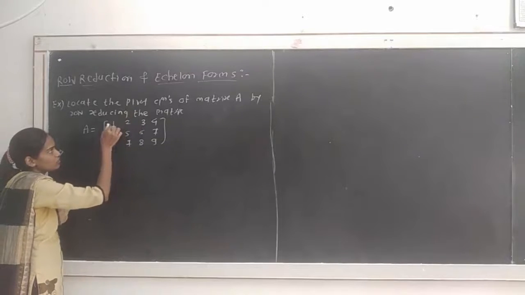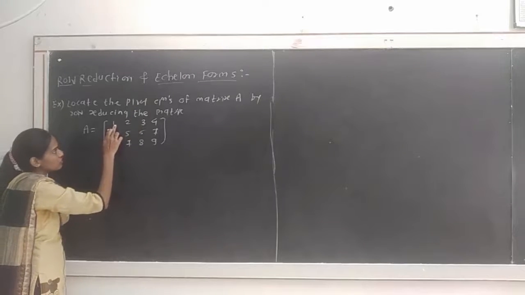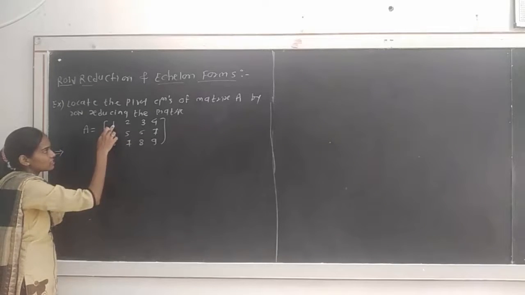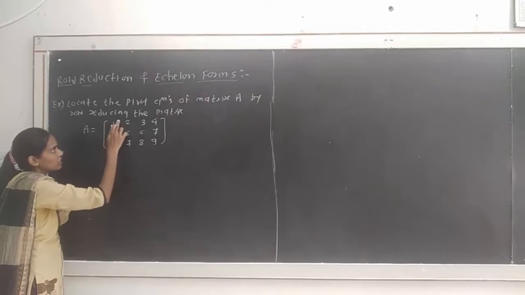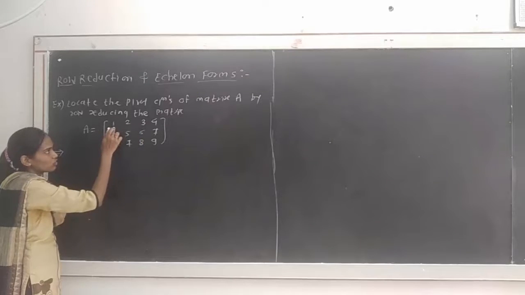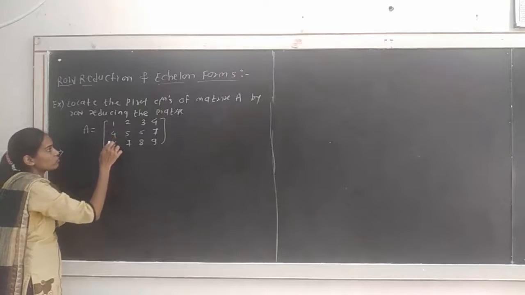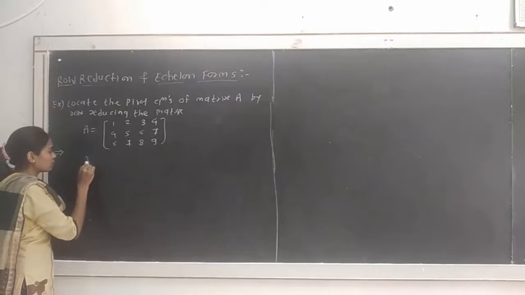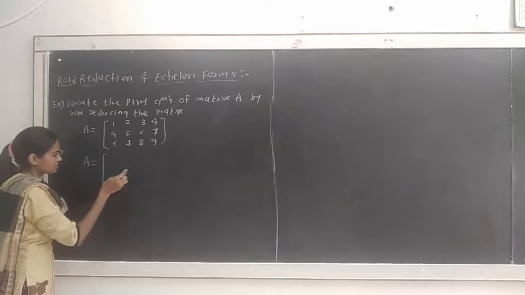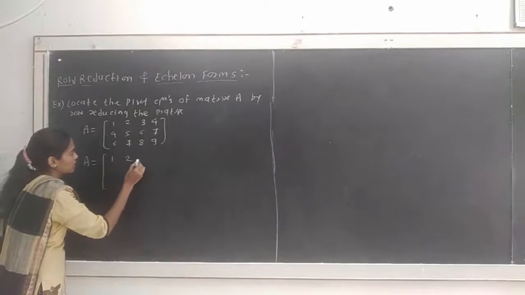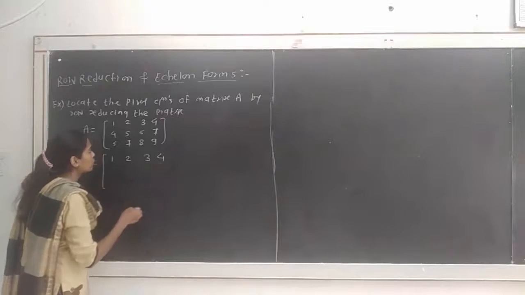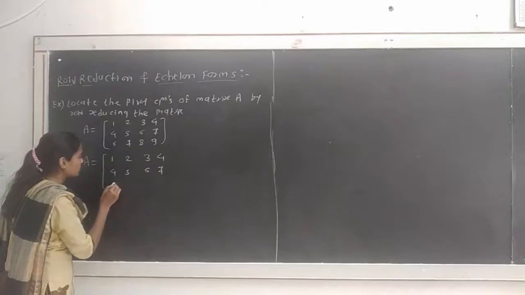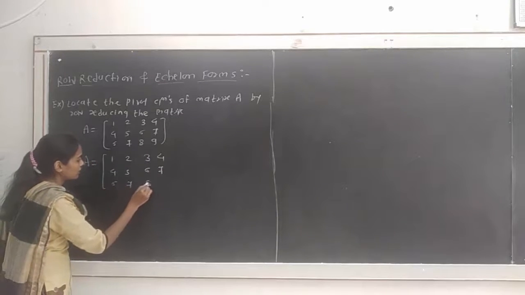Okay, so first if we observe the entry in this position, that is a11, it is 1. So we write it as it is, which is the leading entry of the first non-zero row. Then using that one we have to make this 4 and 6 as 0. So we apply the row operation. Before that we rewrite the A matrix, whose first row will be 1, 2, 3, 4, then second row 4, 5, 6, 7, and last row 6, 7, 8, 9.